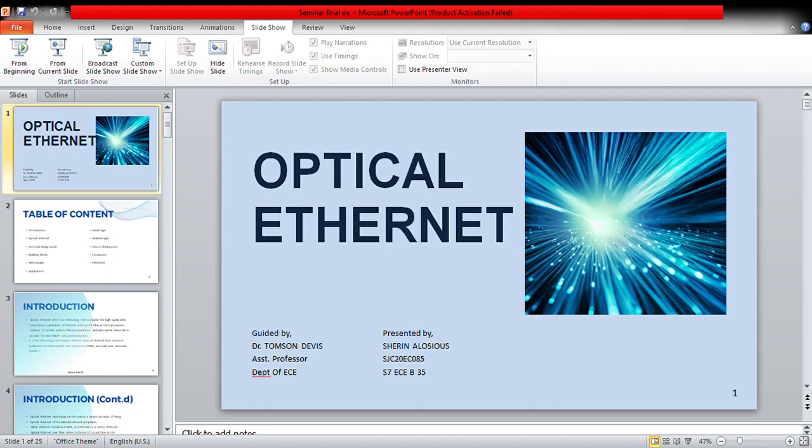Optical Ethernet is a technology that combines the high-speed data transmission capabilities of Ethernet with optical fiber as the transmission media. It is widely used in telecommunication and data center networks to provide fast and reliable data communication. It is a technology that extends Ethernet beyond the local area network, LAN, to metropolitan area networks, MAN, and wide area networks, WAN.